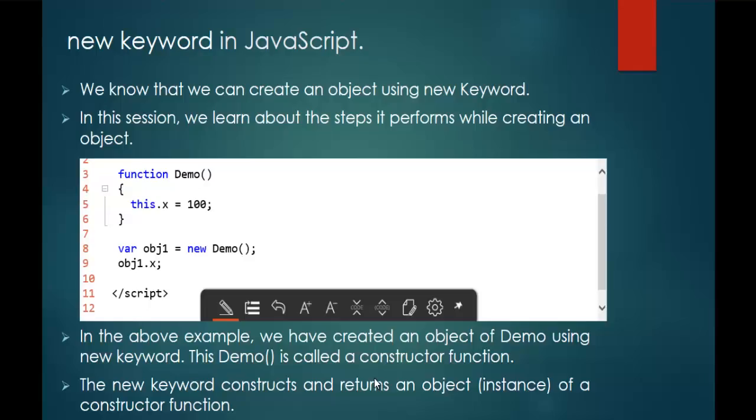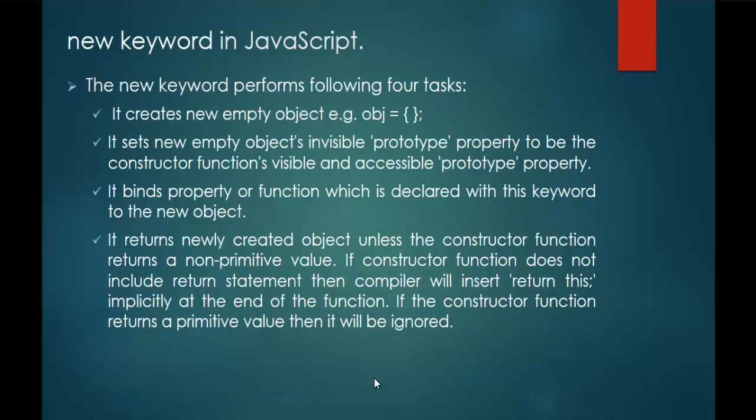Now in the next slide, we will learn what steps the new keyword performs in the background when I create an object. It's very simple. The new keyword performs the following 4 tasks. As soon as I specify obj1 is equal to new demo, it creates a new empty object. That is the first step.